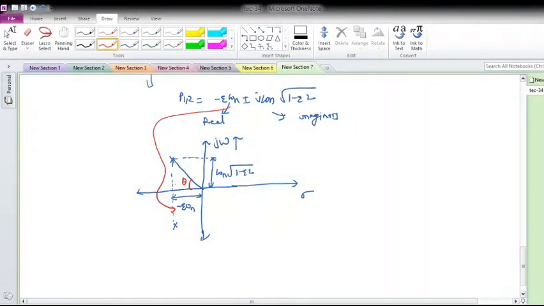Fine. So now this length is minus zeta omega n, and this is omega n square root of 1 minus zeta square. If I want the hypotenuse, it can be written as the hypotenuse square: real part square, zeta square omega n square, plus imaginary part square, omega n square into 1 minus zeta square. If I solve it, this will get cancelled. So this will be omega n square, and the square root of this particular thing will be omega n, which is the natural frequency.